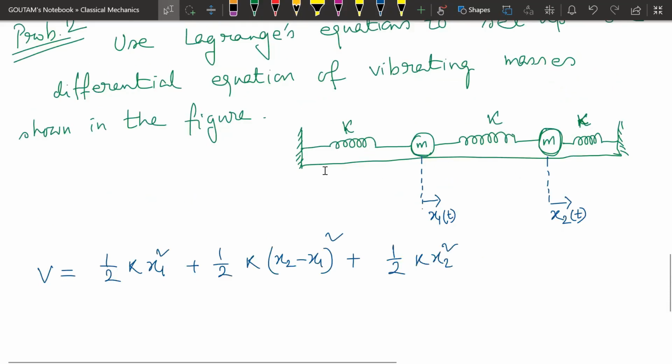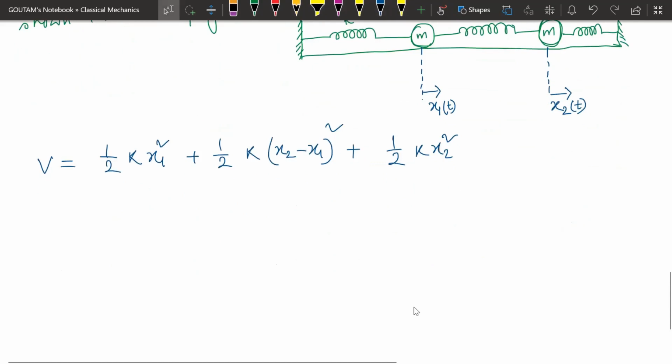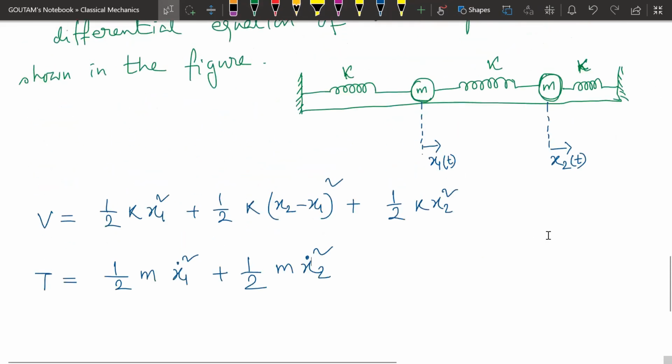Potential energies are coming through the springs, so it's spring potential energy. And the kinetic energy T will be half mv². For the first mass its velocity is x1 dot, so half m x1 dot², plus for the second mass, its displacement from equilibrium is x2, so its velocity will be x2 dot, half m x2 dot². So these are the kinetic energy and potential energy of this spring-mass system.